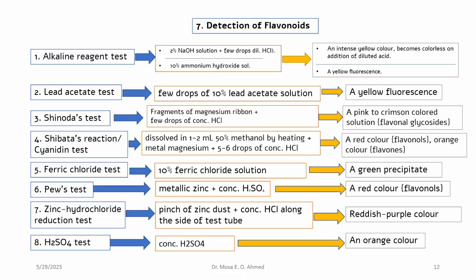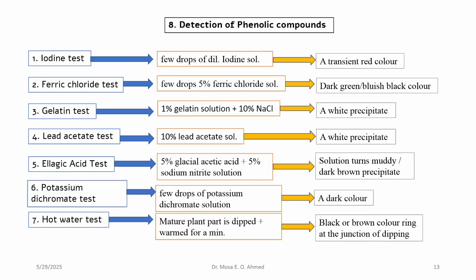And the last test for flavonoids is the sulfuric acid test, which uses concentrated sulfuric acid, and it gives an orange color in case of presence of flavonoid in the plant extract.